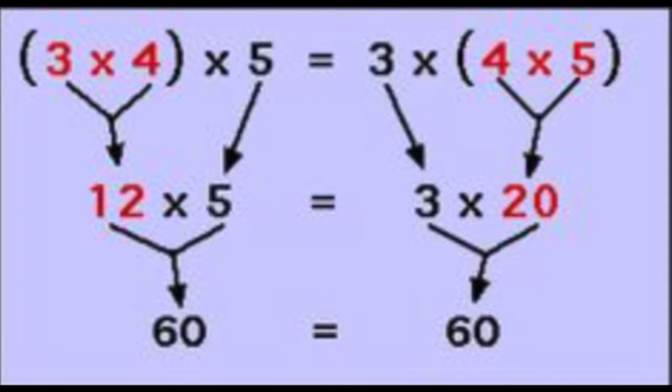Now the other way they showed, putting parentheses around the last two factors, 4 and 5. First they multiplied 4 by 5, which equals 20, and then they still had to multiply that third factor. So 3 times 20 equals 60. No matter what, the product was the same.